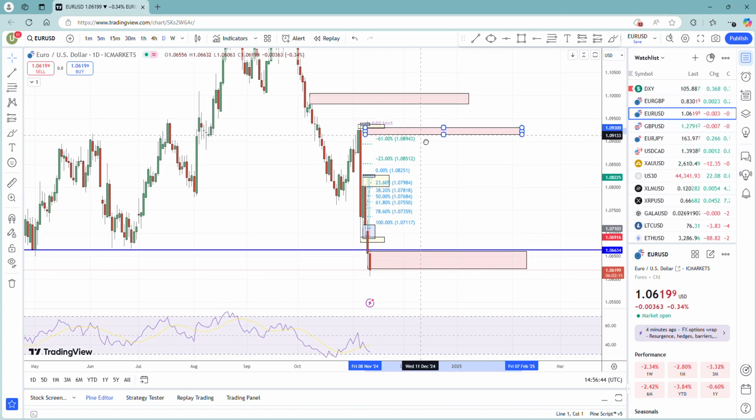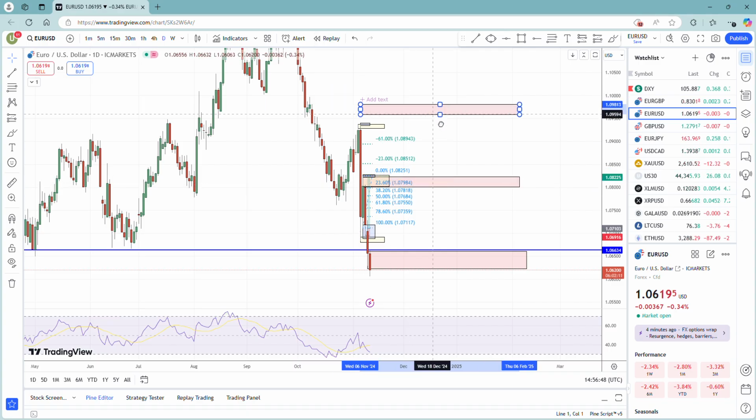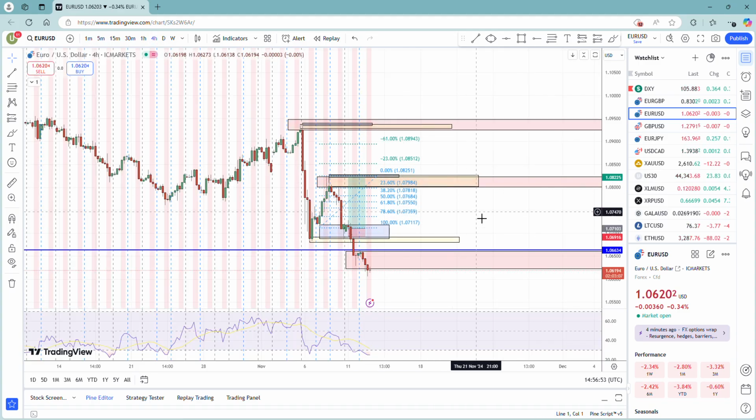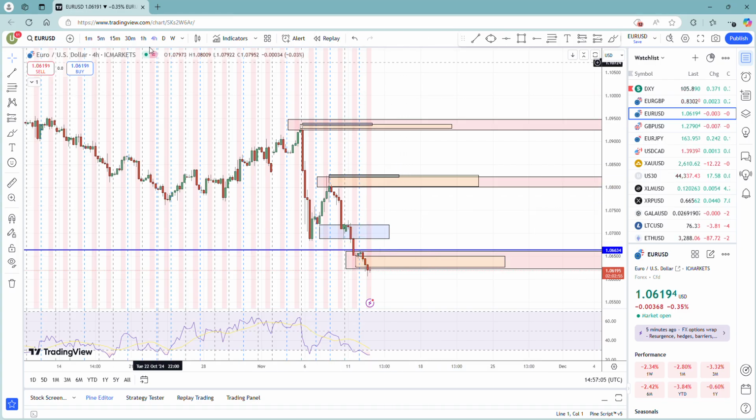Here's your last daily resistance. And obviously this one here. Go to the H4 time frame. This is your H4 support. That's H4 resistance. That's fine. H1 time frame.